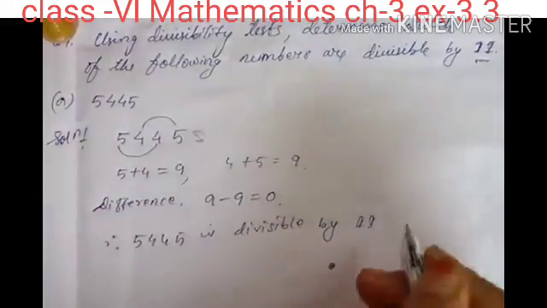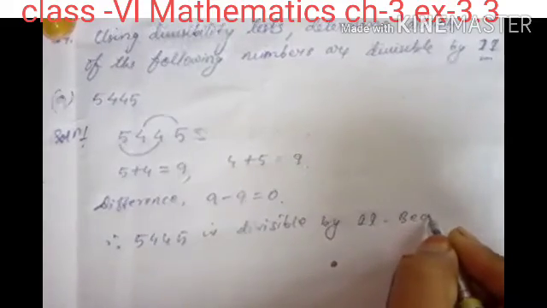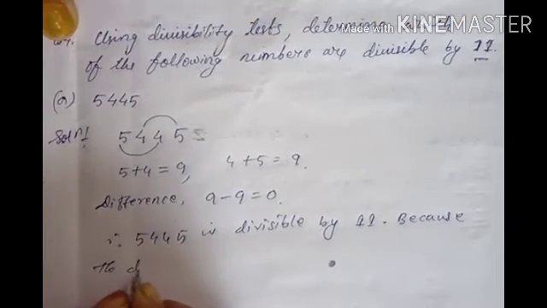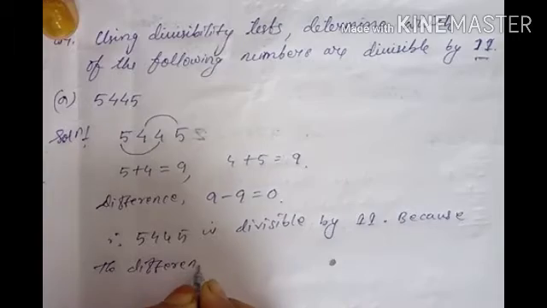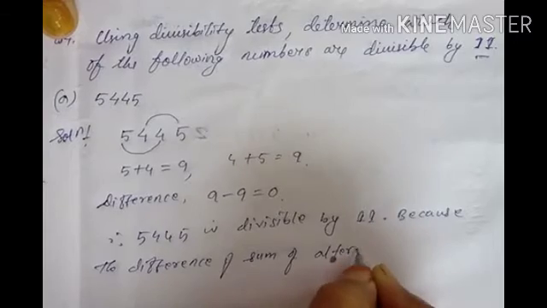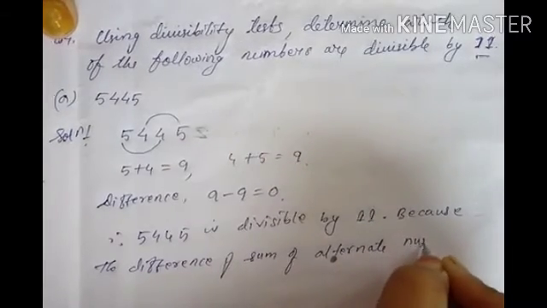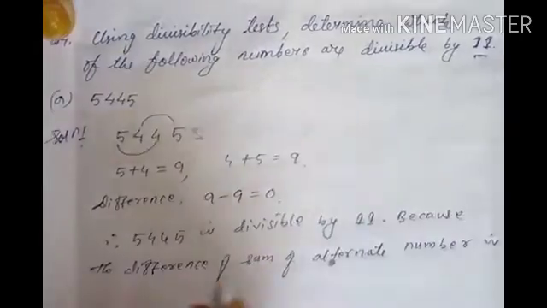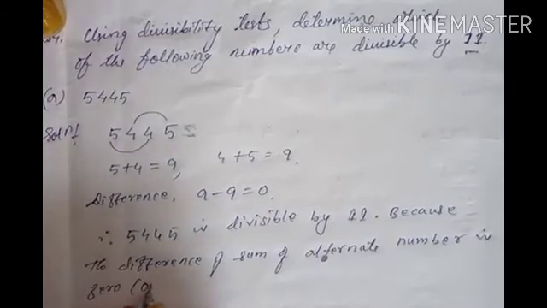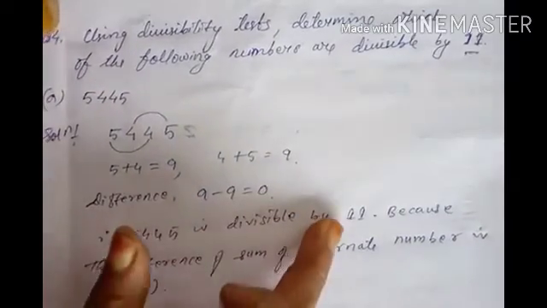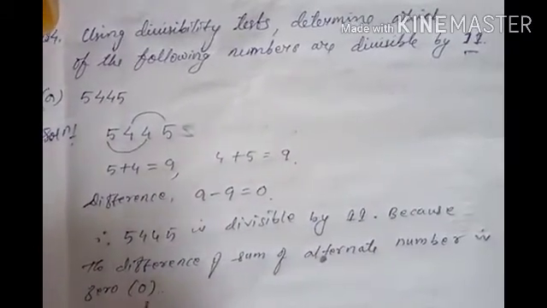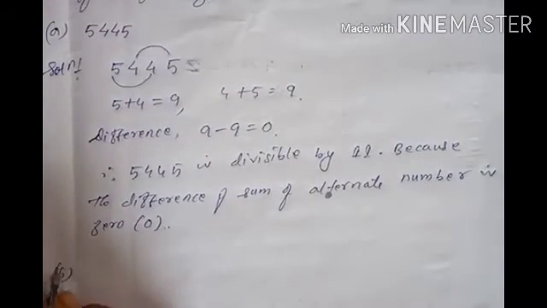So this number is divisible by 11 because the difference of the sums of alternate digits is 0. Okay, this number is divisible by 11. Why? Because the difference of the sums of alternate digits is 0. Now the next question, I will show you one more question.